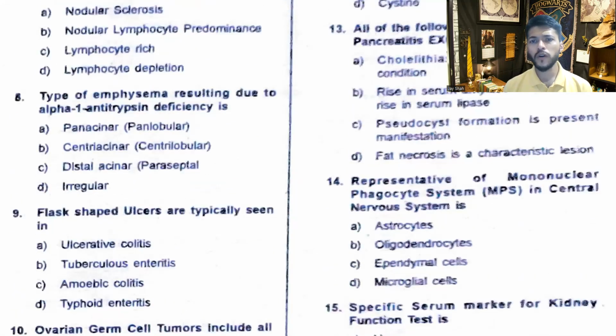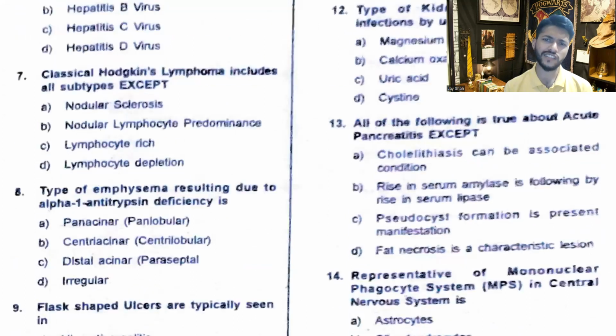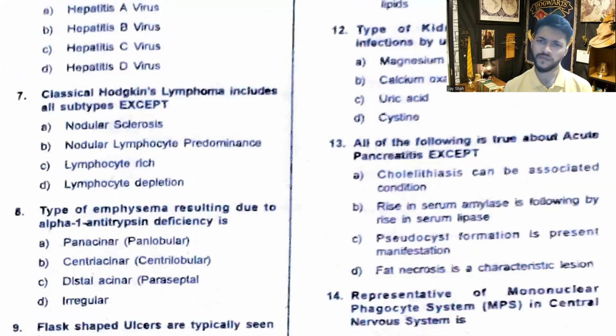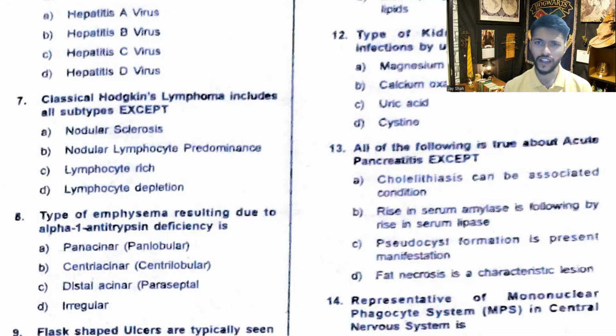All of the following is true about acute pancreatitis except: cholelithiasis can be the associated condition. In fact, cholelithiasis is one of the most common conditions, second to alcoholism. Rise in serum amylase followed by lipase, that's true, A followed by L. Pseudocyst formation, no. Pseudocyst is seen in chronic pancreatitis. It is not seen in acute pancreatitis. Fat necrosis is a characteristic lesion, that's true. There is soap formation and deposition of calcium, which is dystrophic calcification.